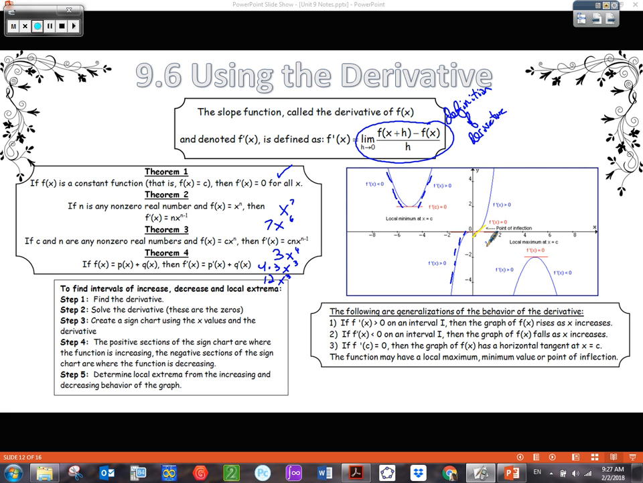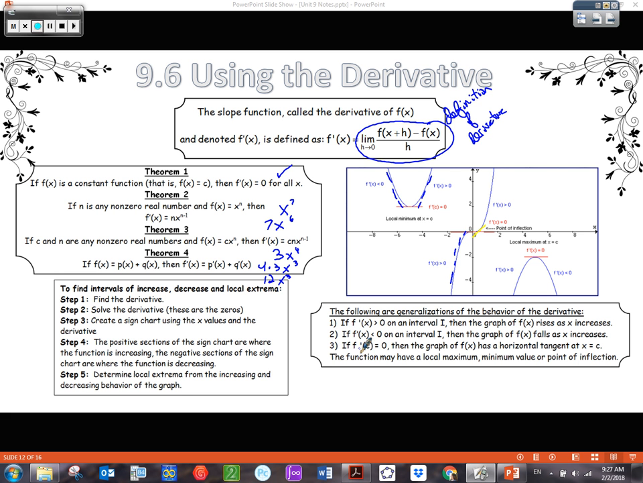Okay, let's look at these generalizations then. They really go off of what I'm talking about. If the first derivative is positive on an interval, then the graph of f of x is rising as x increases. So if the first derivative is positive, we are increasing. If the first derivative is negative on an interval, then the graph is falling, so it's decreasing.